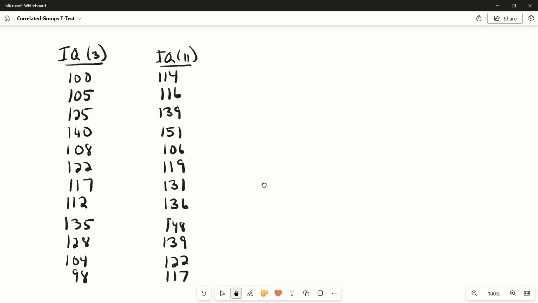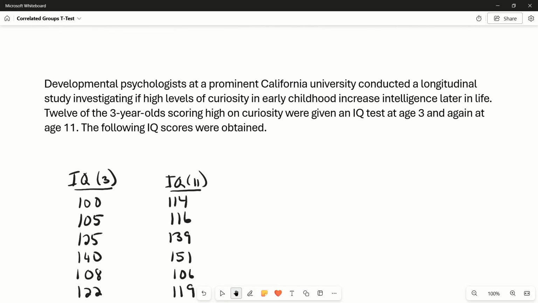Now let's look at this problem again. So null, no difference in IQ score, right? So this idea that children with high levels of curiosity would end up with higher IQ scores as they get older, according to the null, doesn't work. So there's no difference in IQ score at 3 years and 11 years.